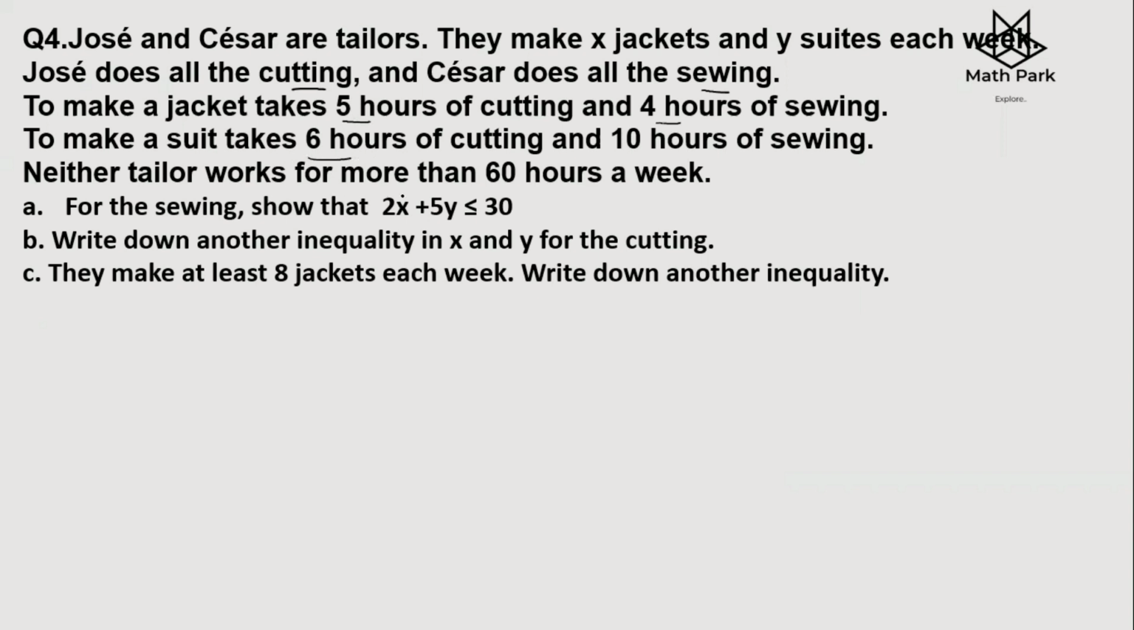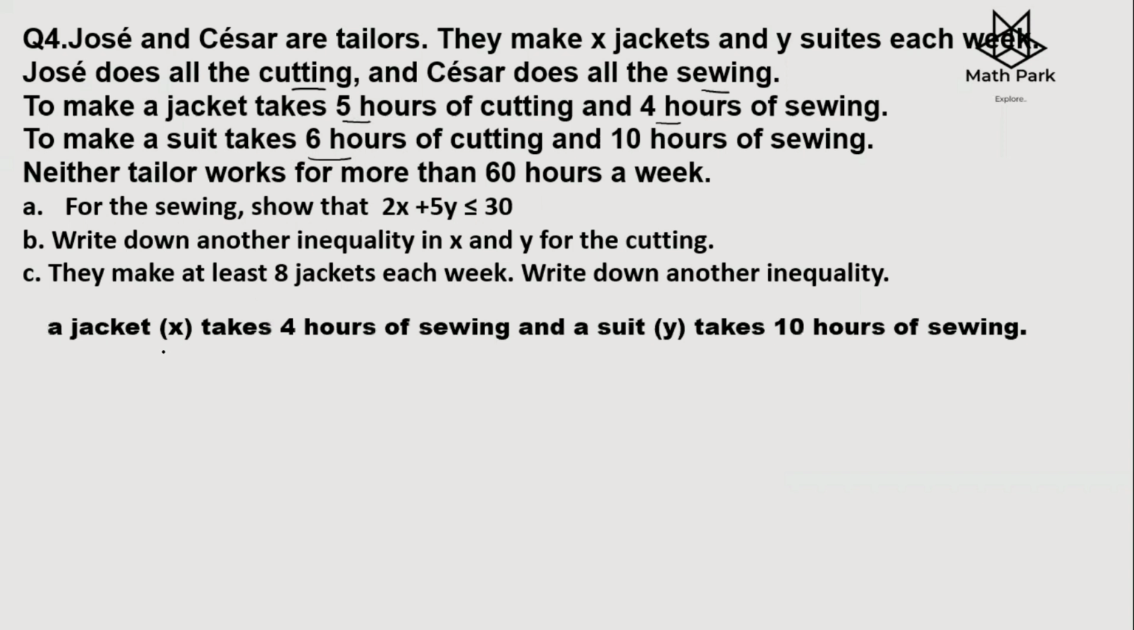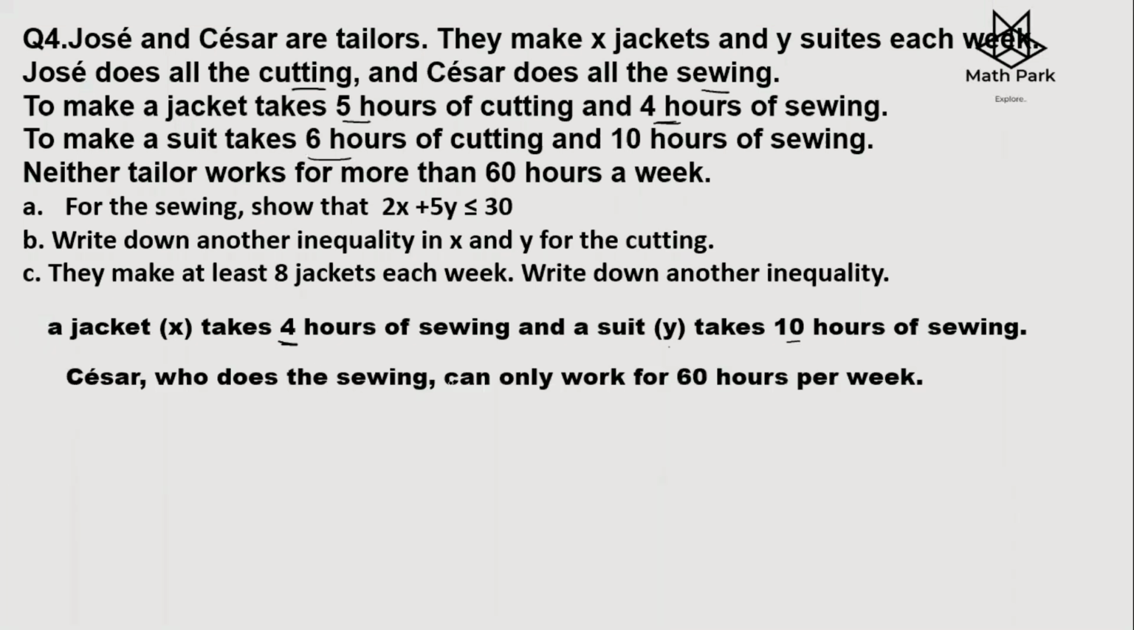Neither of the tailors works for more than 60 hours a week. For sewing, the first part shows that 2x plus 5y is less than or equal to 30. Jackets, which are denoted by x, take 4 hours of sewing, and suits, which are y, take 10 hours of sewing. Caesar, who is a tailor, can work only 60 hours per week.